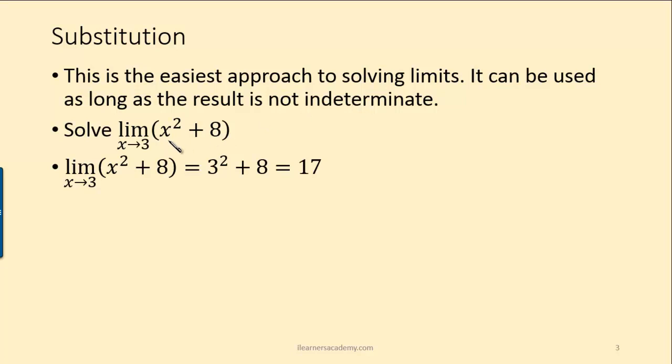So let's look at this polynomial here. So remember, polynomials are continuous for all values of x. So here we need to find the limit as x approaches 3 of this expression. Well, this is quite straightforward. You simply substitute 3 for x. And so we get 3 squared plus 8, 17. So the limit of this expression as x approaches 3 is 17.